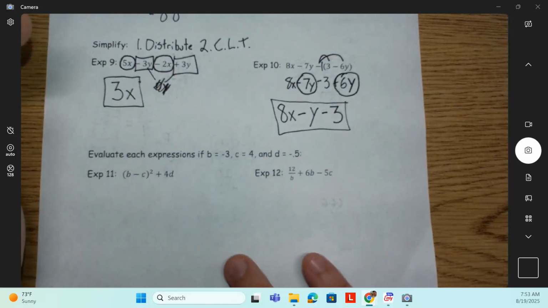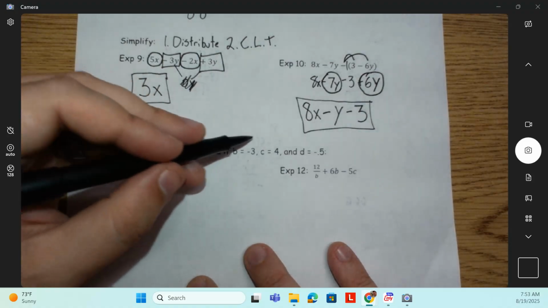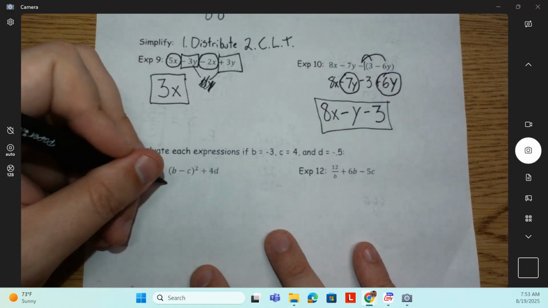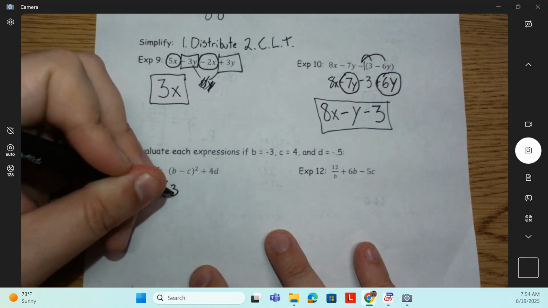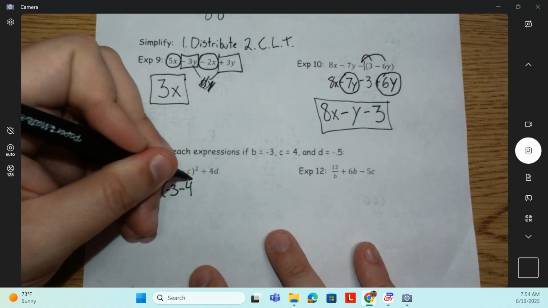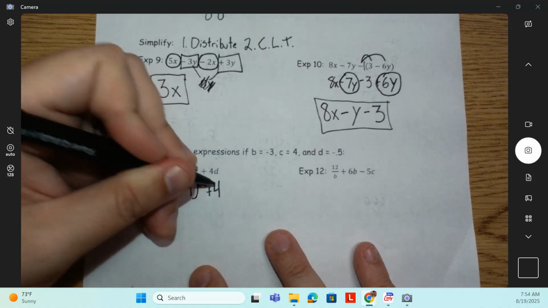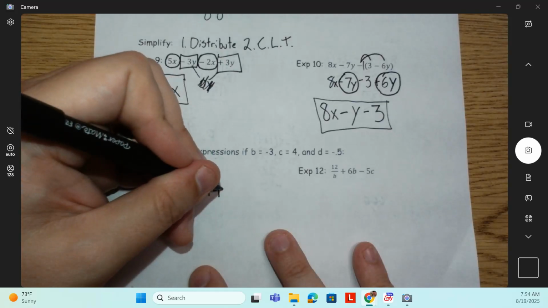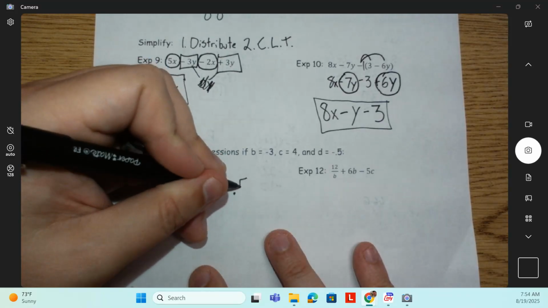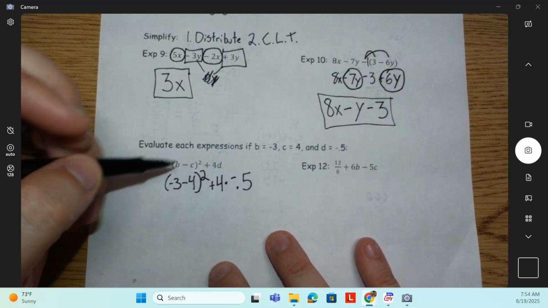Last thing you'll be doing is evaluating expressions when you're given values to plug in. So it says b is negative 3, so I'll put a negative 3 in for that, minus c, which is 4. That's going to be squared, plus 4 times d, which it says is negative 0.5. So we'll just make sure we write that correctly.